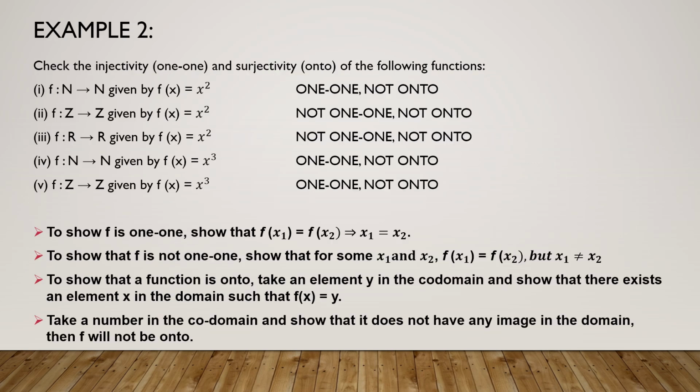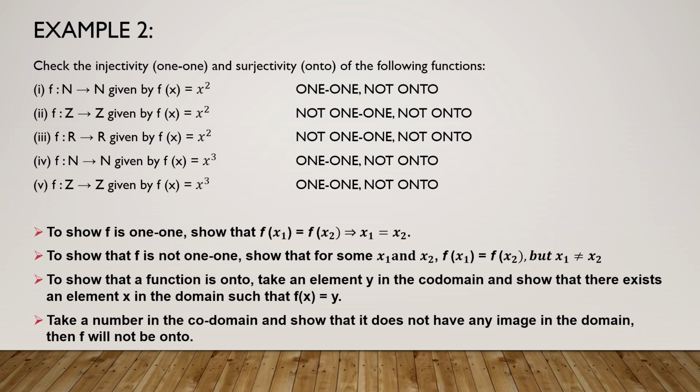Now this example will help to understand the concept of 1-1 and onto. You have to check whether the following functions are 1-1 and onto. First thing, to show any function f is 1-1, assume that f(x1) = f(x2), and from that show that x1 = x2.